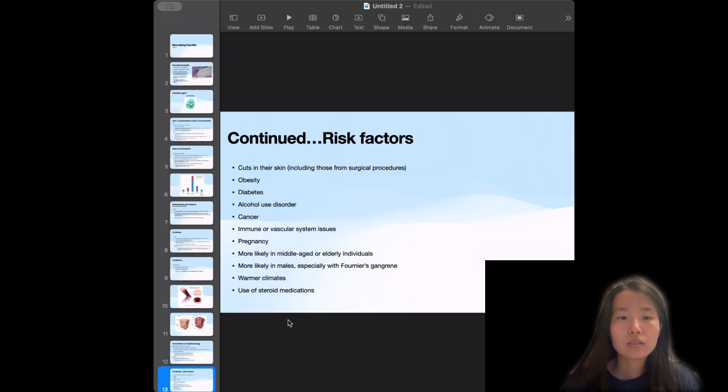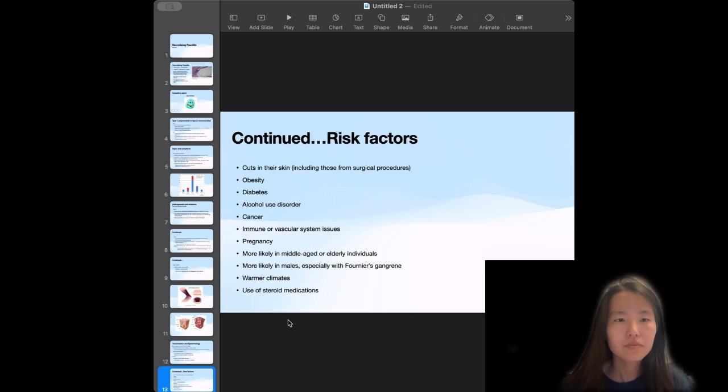It is also more likely in males, especially with Fournier's gangrene, which is the infection of the genitalia. I've also found some studies that show that warmer climates have an impact. This may be due to the fact that warmer climates have more moist environments and that facilitates the growth of bacteria. The use of steroid medications is also a risk factor because it may lower the immune system.